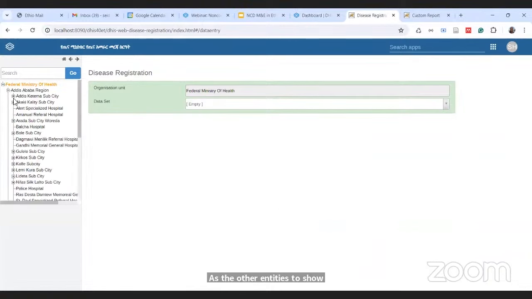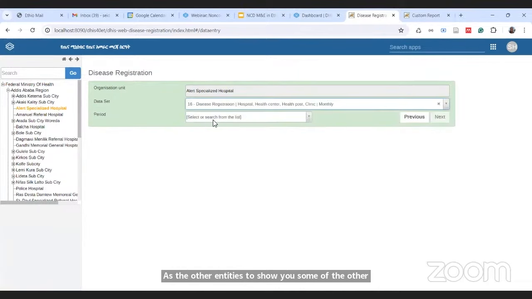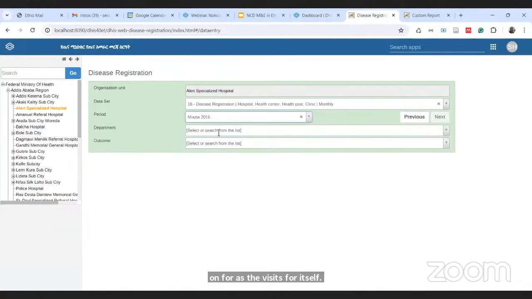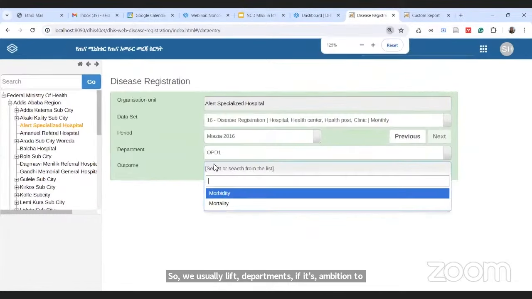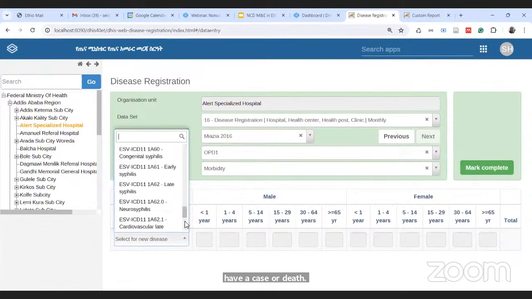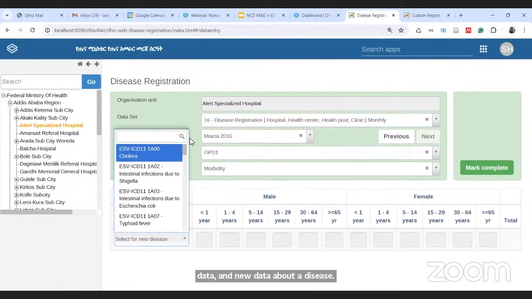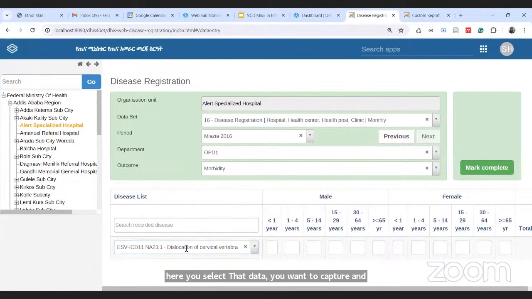To show you how the data entry is going on for the disease itself, we have the period. By the way, we have our own data entry applications because our requirements are different from other countries. You select departments, if it's inpatient or outpatient, and either if it's a case or death. Once you select that, you have a row to capture data about a disease. Here, all the more than 2,500 diseases are here. You select the data you want to capture, and you can capture like that.